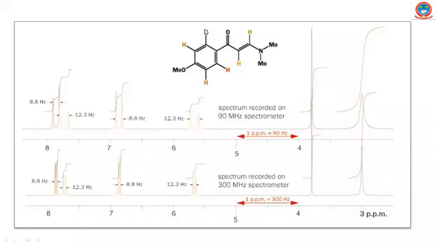So we can say this couples with this and splits. What is the distance between the two lines? 8.8 hertz. And when this couples with that, what is the distance? 8.8 hertz. So the concept here is that when two neighboring protons couple with each other, their coupling constant value is the same. You're getting the point? Their coupling constant J value is the same. And on the basis of this coupling constant, we can connect them.